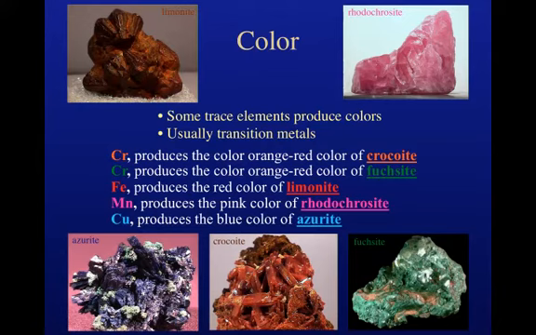And oftentimes these are the transition metals. But just some examples, chromium produces an orange-red color in some minerals, like this crocoite, but chromium produces a green color in fuchsite, which is a chrome-bearing white mica. Not white anymore because of the chrome. Iron produces the red color in limonite. Manganese produces a pink color in rhodochrosite. Copper produces a blue color of azurite. Copper also causes the green color in malachite.